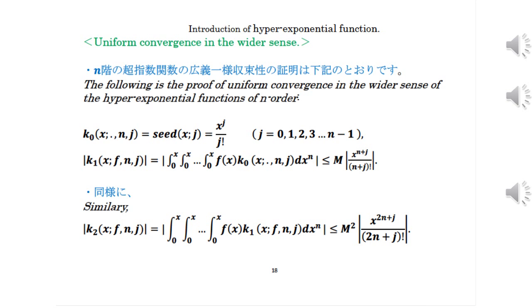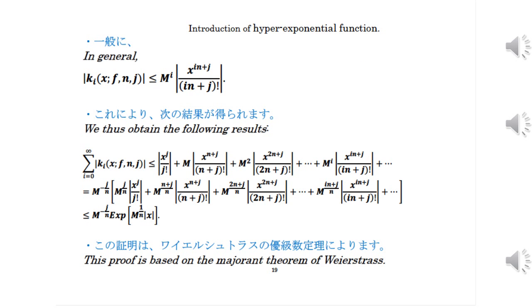Uniform convergence in the wider sense. The following is the proof of uniform convergence in the wider sense of the hyper-exponential functions of n order. Similarly, in general, we thus obtain the following results. This proof is based on the Majorant theorem of Weierstrass.